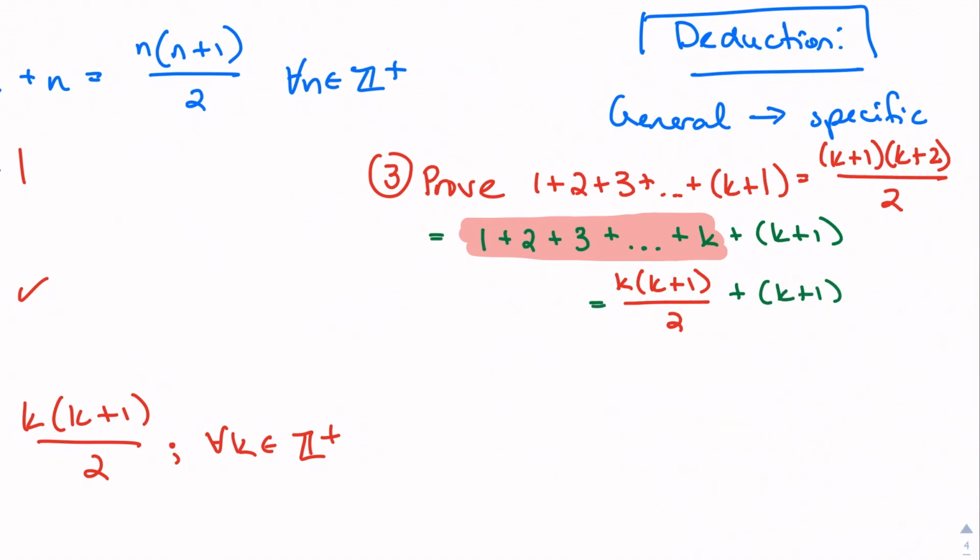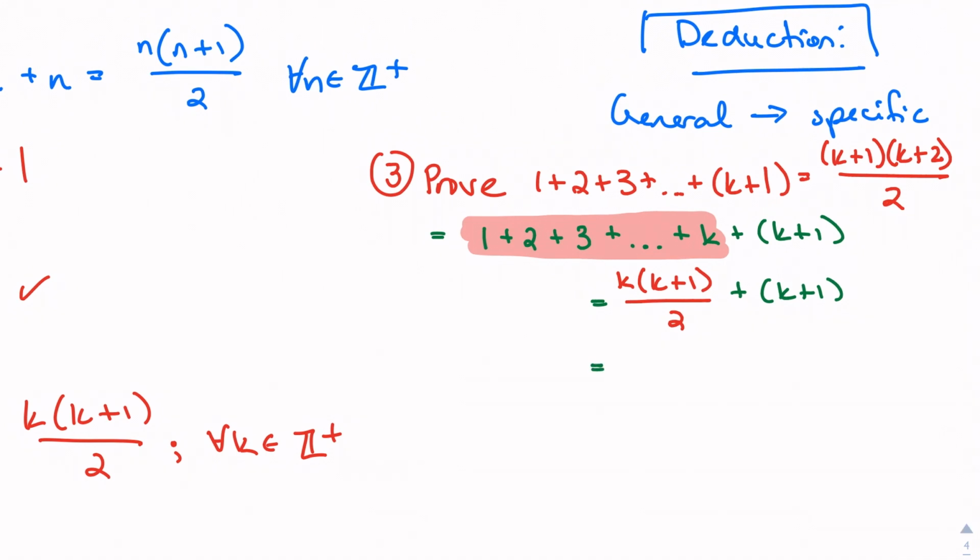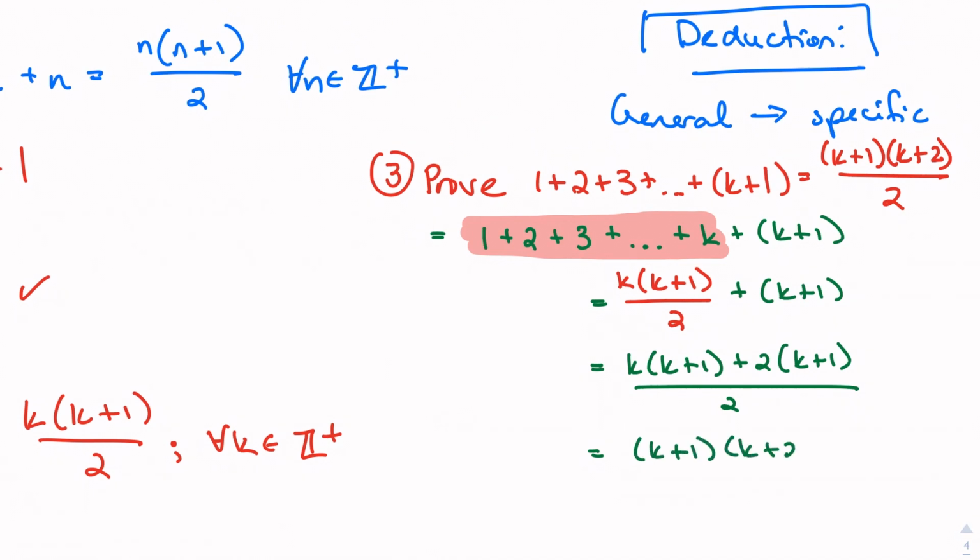I can combine these fractions, right? I can say this is k times k plus 1 plus 2 times k plus 1 divided by 2. I can distribute, or I can just factor out a k plus 1, which should save me a considerable amount of time considering I'm done with the proof. So step 3 is just a direct proof that uses the assumption we made in step 2 along the way to get to that point.